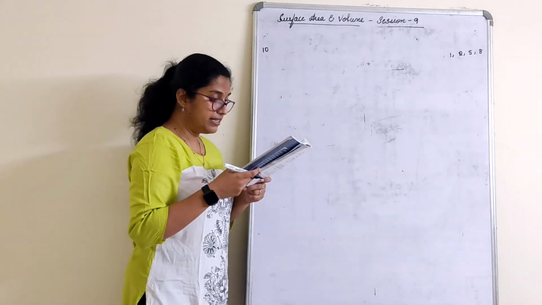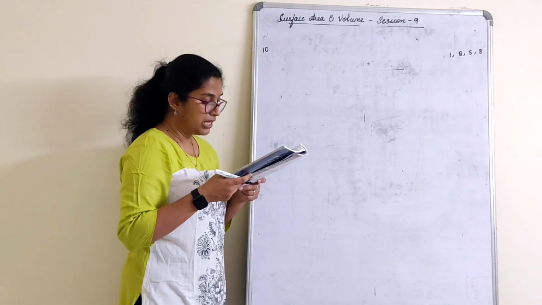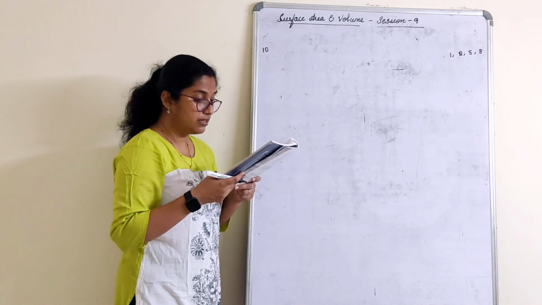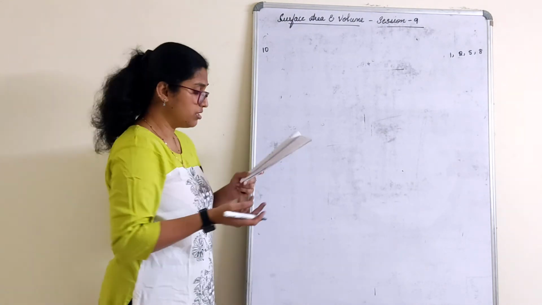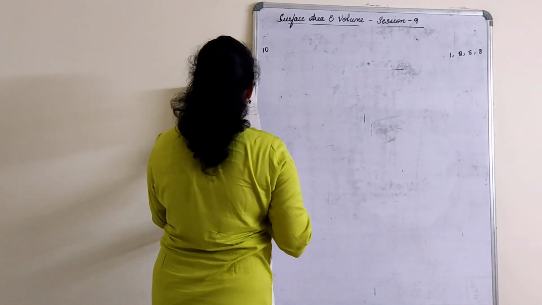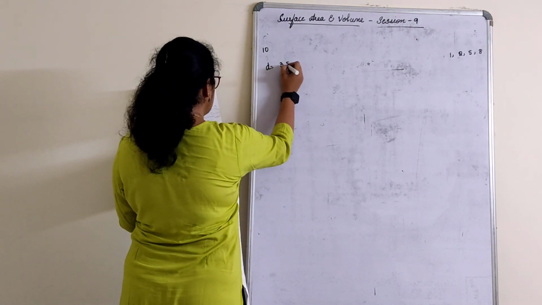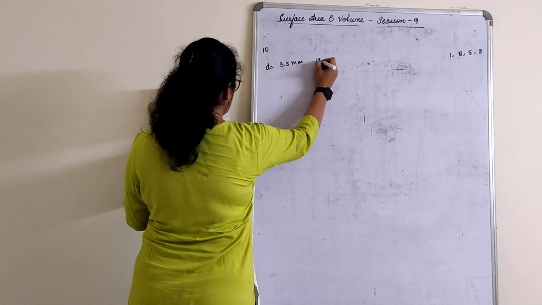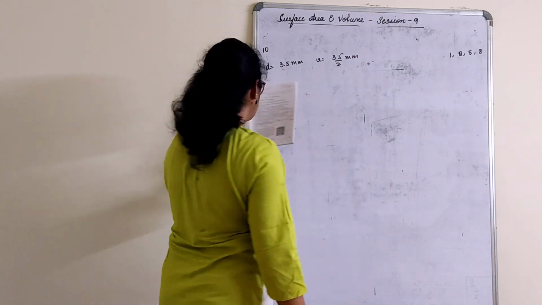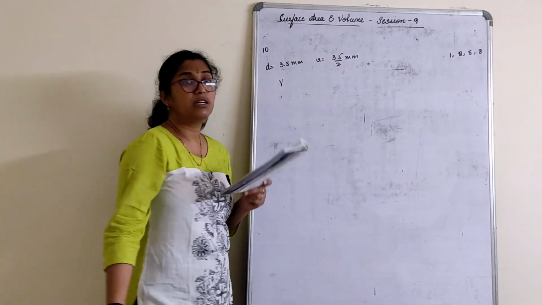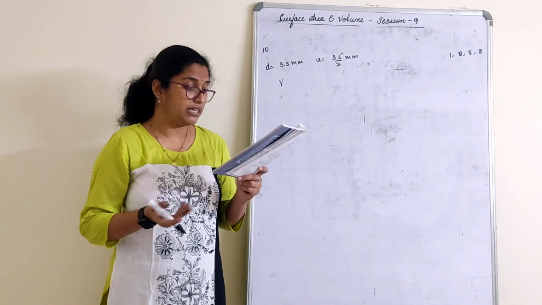10th one. A capsule of medicine is in the shape of a sphere of diameter 3.5 millimeter. How much medicine in millimeter cube needs to be filled in this capsule? It's a direct question. The capsule is in the shape of a sphere whose diameter is given in millimeter only, so no need of further conversion. Radius is 3.5 by 2 millimeter. Find the volume, and keep the answer in millimeter cube.